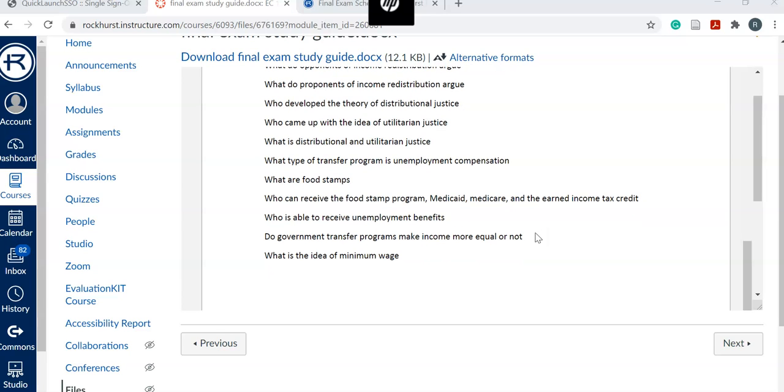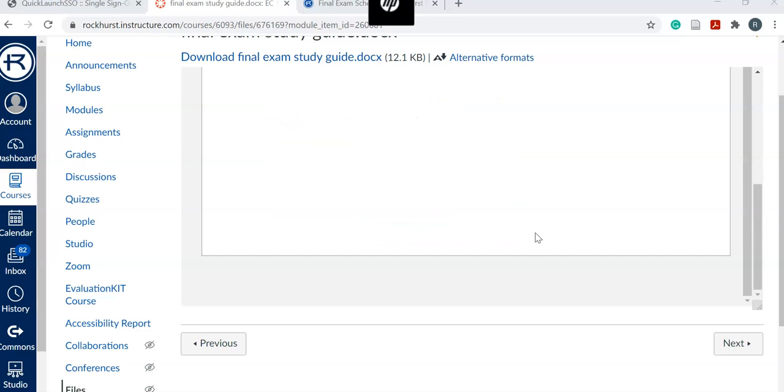What's the idea of a minimum wage? It's a basic floor, right? It is the lowest that the wage can be in our economy. Not too crazy, okay? So look, oh my gosh, that's 25 questions. Wow, or 25 pieces of your study guide. Sounds like it's gonna make a lot of sense, okay?